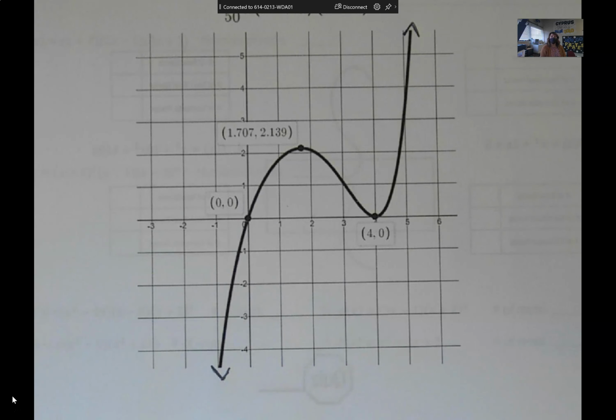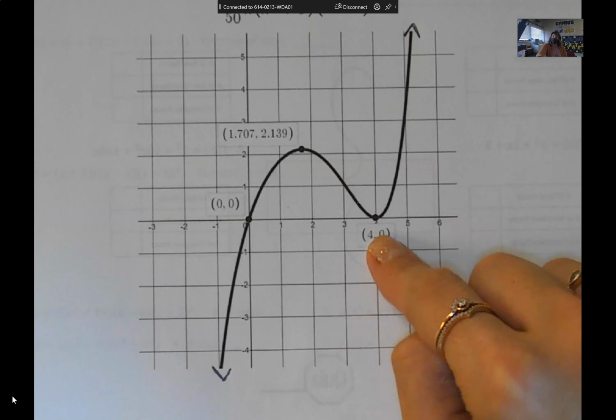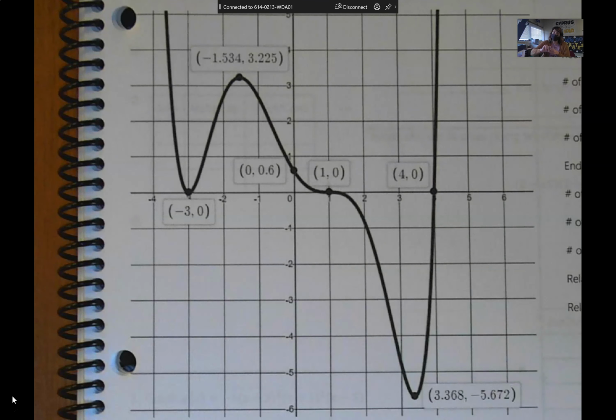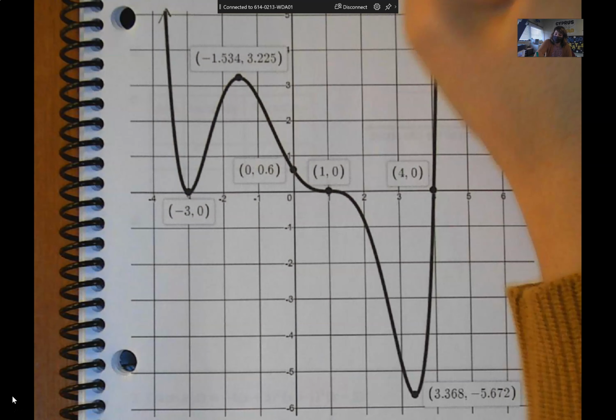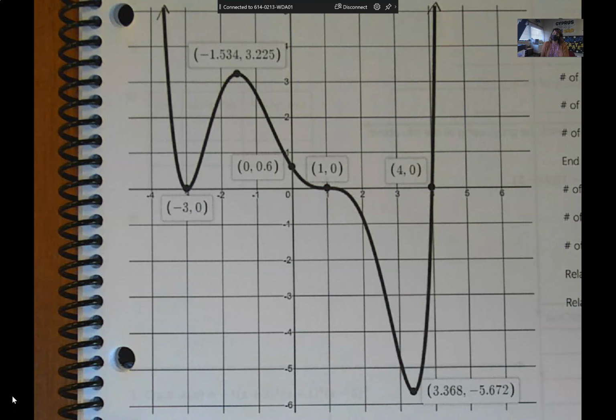Okay, show me. One. It's just this part right here that's decreasing. Okay, now we're gonna see a crazy graph. How many increasing intervals does this graph have?